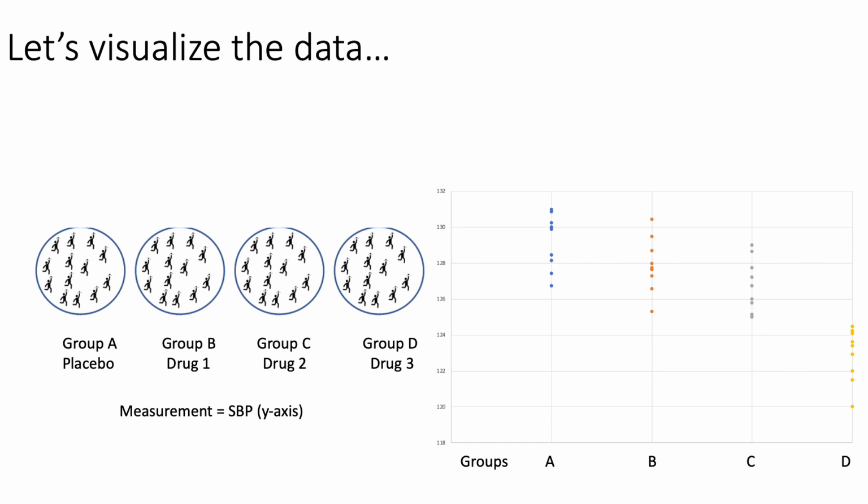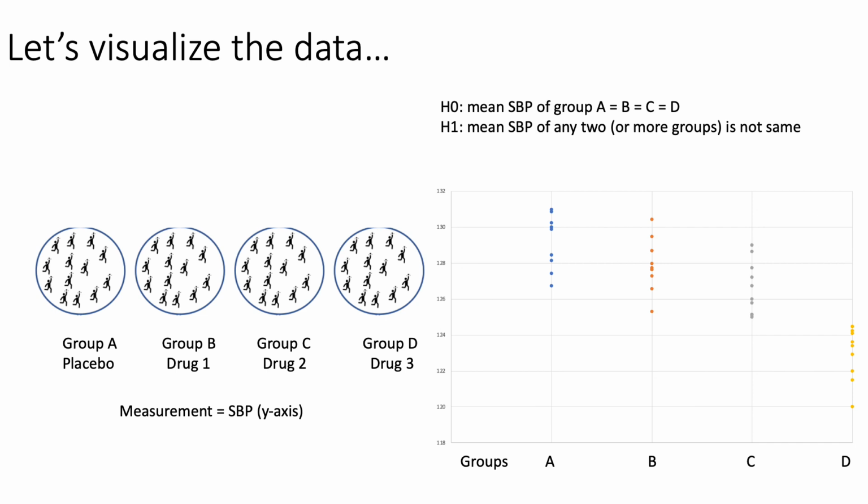If I plot the systolic blood pressure from all the four groups, this is what I see. So the blue dots are from group A, the orange dots are from group B, the gray dots are from group C, and the yellow dots are from group D. These are the systolic blood pressure measurements from the four groups. And now, as mentioned before, my null hypothesis is that the mean systolic blood pressure across the four groups are equal, and the alternate hypothesis would be that the mean systolic blood pressure across the four groups are not equal. At least two of them are not equal.